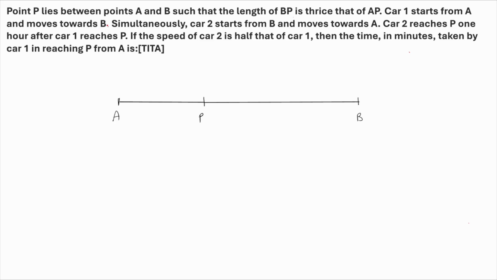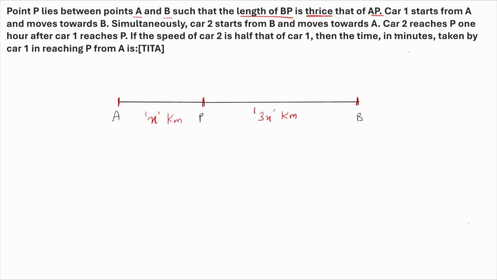So point P lies between points A and B such that length of BP is thrice that of AP. Right? So we have the points A and B here. Point P is in between the two such that the length of BP is thrice the length of AP. So let's assume the length of AP as x kilometers. The length of BP will be thrice, 3x kilometers.